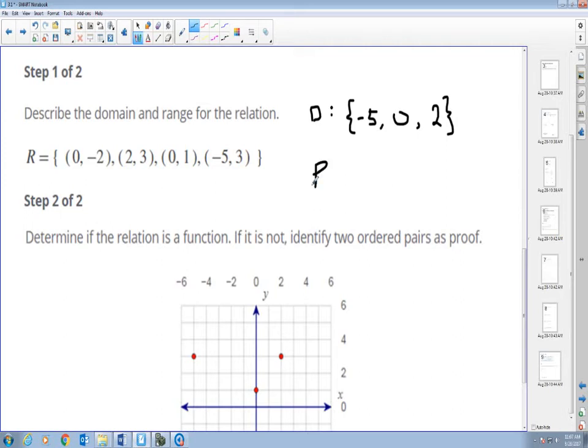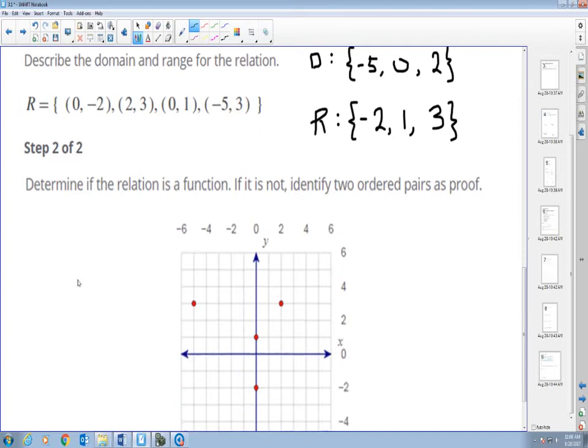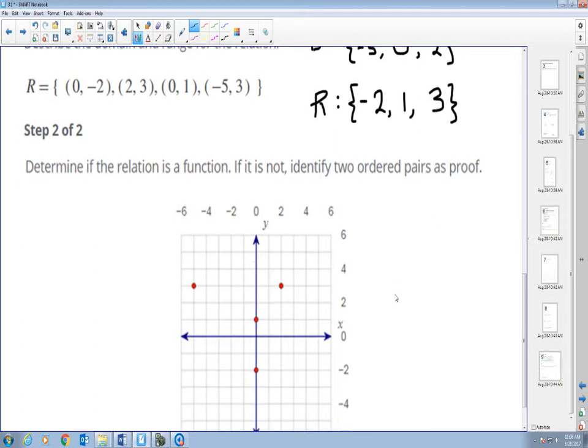The range, which is looking at the y values of these four points, again, there's nobody in between. So it's not from negative 2, it's just that I have a negative 2, I have a 1, and I have a 3. The y values of these four points are my range.